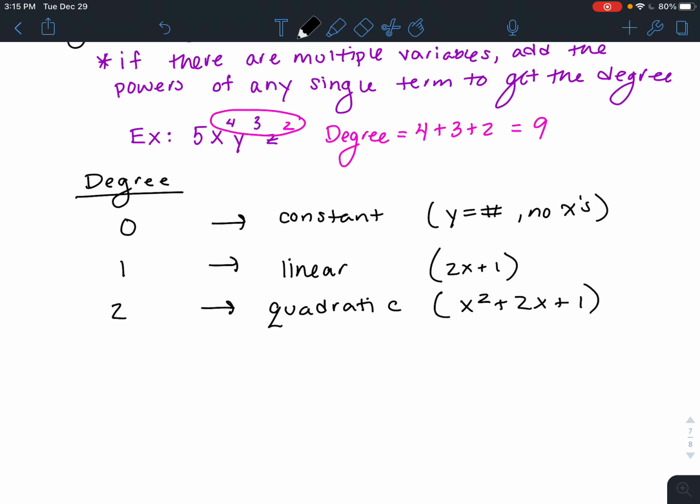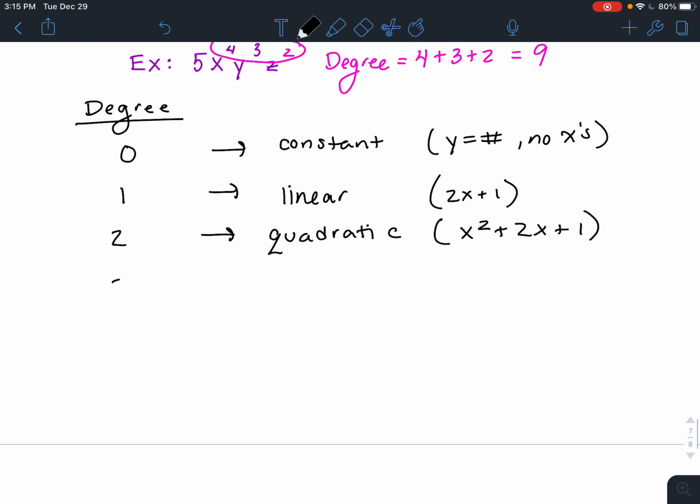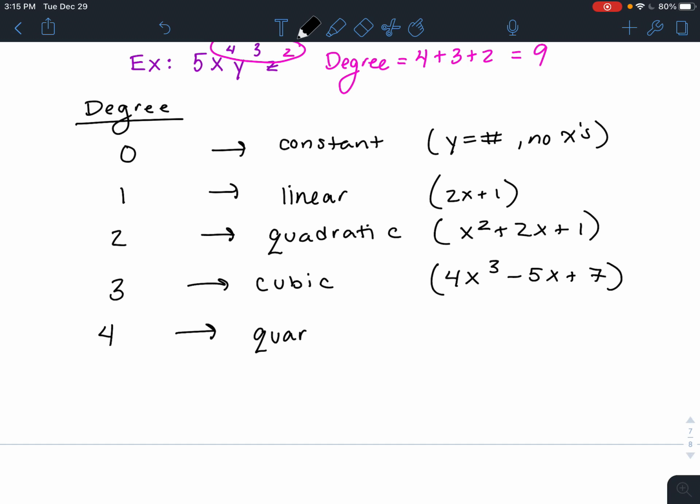Something like x squared plus 2x plus 1. Right. Degree 3 is called a cubic. Something like 4x cubed minus 5x plus 7. A fourth degree is called a quartic function. Think 4 quarters in a dollar. Something like x to the 4th minus 3x squared plus 2.